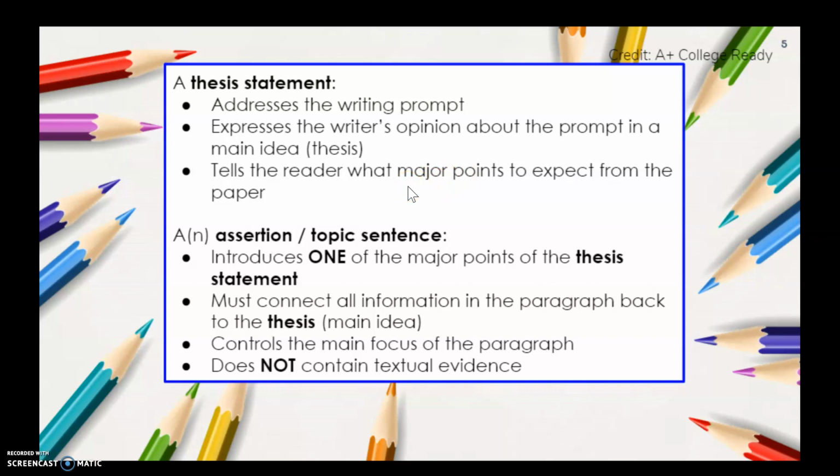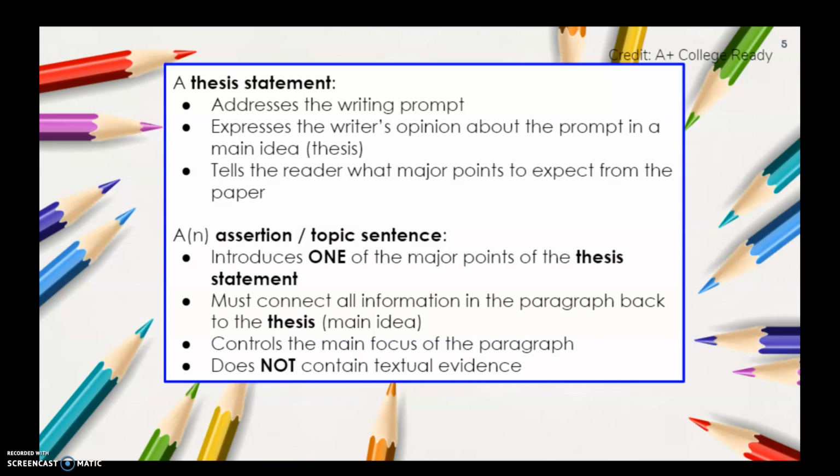So normally, when you guys are writing an essay, you have a 5-paragraph essay. You have your introduction, 3 body paragraphs, and your conclusion. Your thesis statement is always the last sentence of your introduction paragraph. Now, your thesis statement is a little different than your assertion or topic sentence. Assertion or topic sentence, it's the same thing. So one minute I might call it assertion, one minute I might call it topic sentence. So don't get confused by that. The assertion and topic sentence are the same.